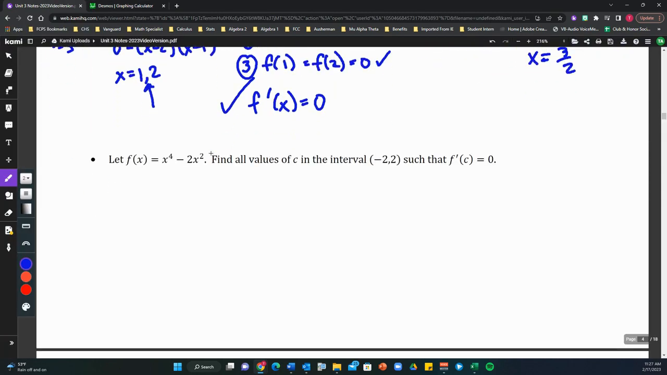Okay, so let's try one more. I've got f of x equals x to the 4th minus 2x squared. We want to find all values of c in the interval -2 to 2 such that f prime of c equals 0. So you can tell that this sounds a little bit different.